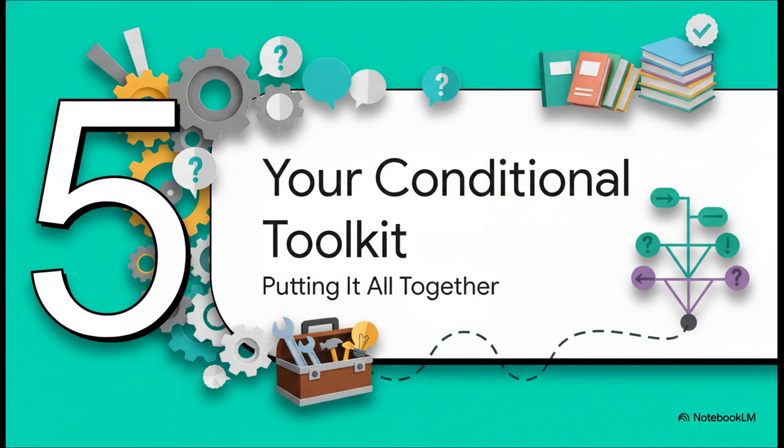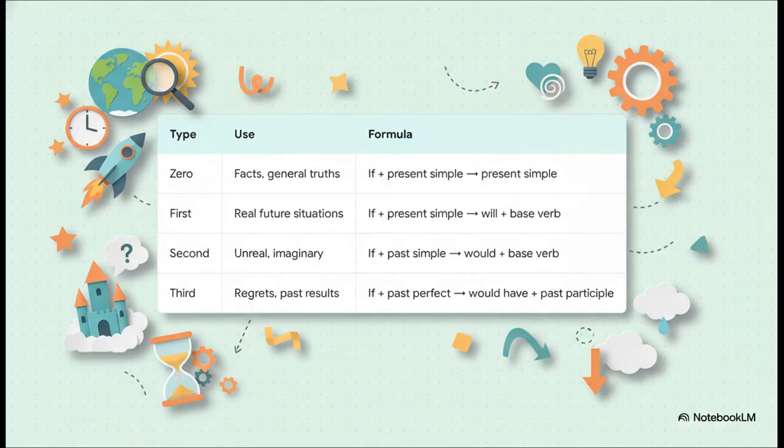And that's it. We've made the whole journey, from facts to possibilities to imagination to regrets. So let's just pull it all together into one handy toolkit so you have everything you need in one place. And here it is, the ultimate cheat sheet. When you see them all lined up like this, you can really see the beautiful logic, can't you? Zero for facts, first for real futures, second for imaginary presents, and third for imaginary pasts. The secret is just noticing how each step down the chart takes the verb tense one step further into the past to signal a bigger and bigger distance from reality.